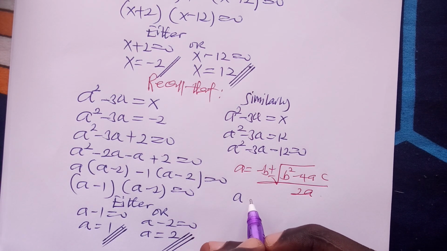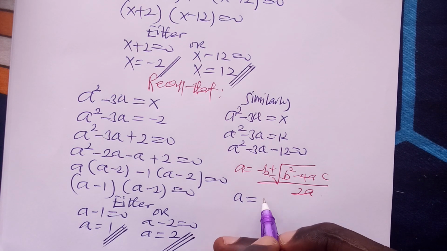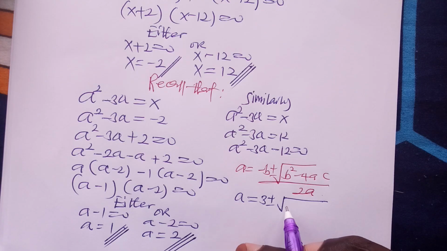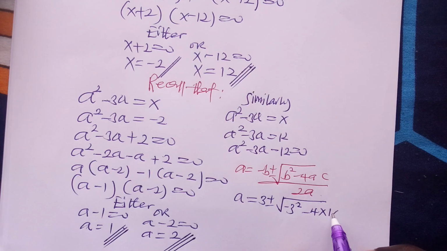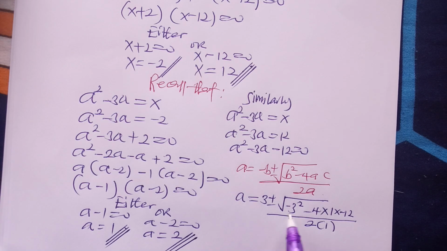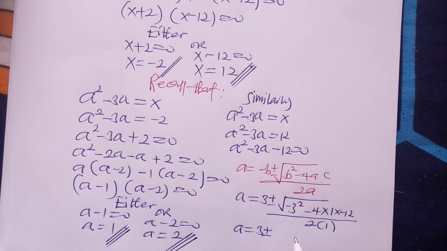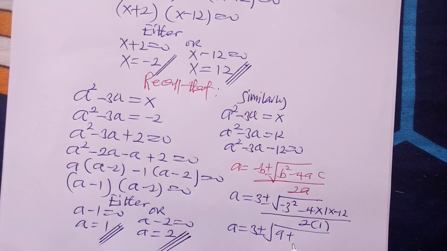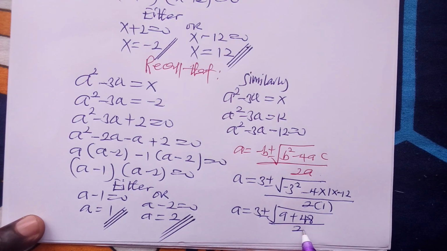Then a here becomes, what is b? This is giving 3 plus or minus the square root of, b is giving us minus 3 square minus 4 times, what is a? A is 1 times minus 12, then divided by 2 into 1. Then if you are doing your substitution, a here becomes 3 plus or minus the square root of, this is 9 plus 4 times 12, it is 48. Okay, 48 divided by 2.